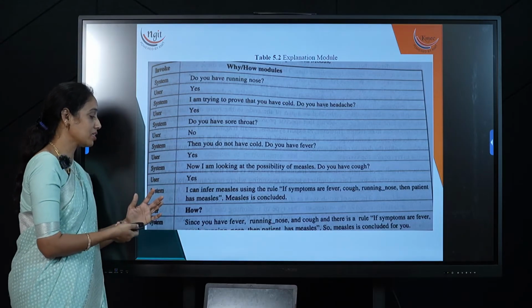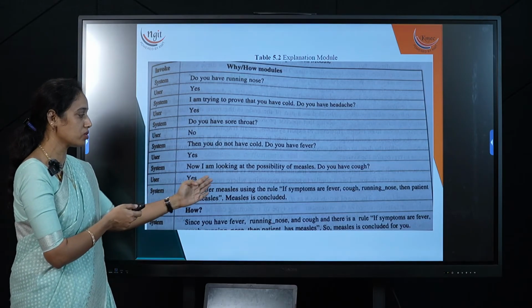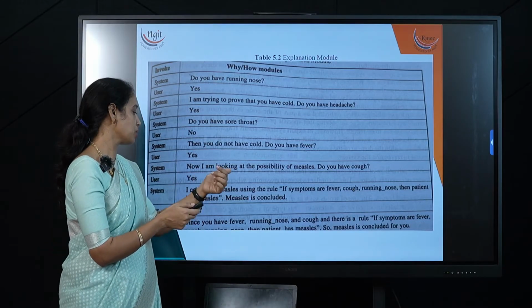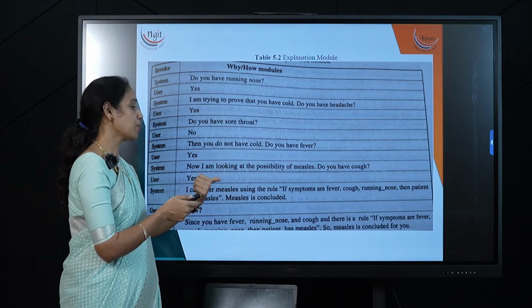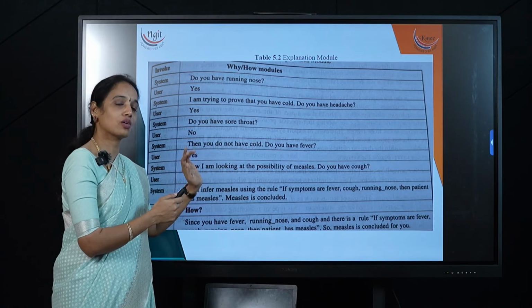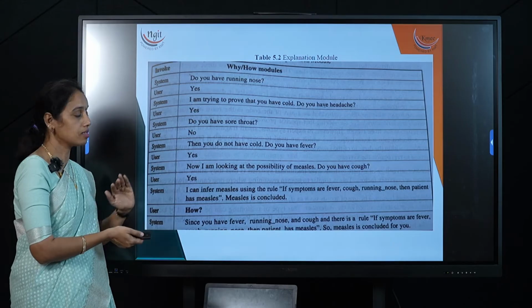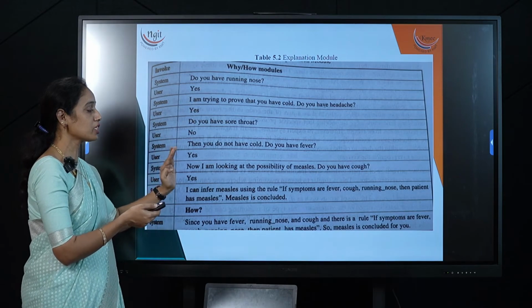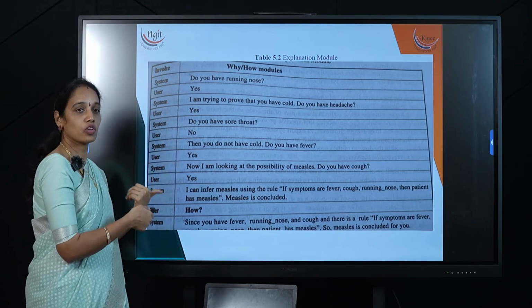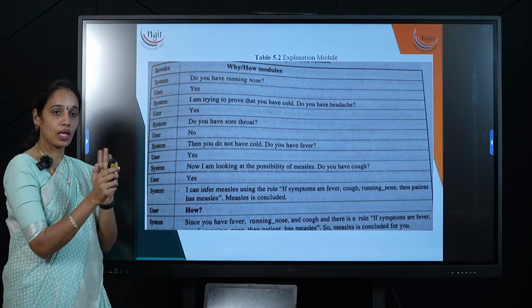Then the system will answer, since you have a fever, running nose and cough, there is a rule: if symptoms are fever and these things, then patient has measles. So measles is concluded for you. That means even if we ask why you are giving such answers, our expert system is going to give the solution for the particular question we asked. So this is the explanation module.